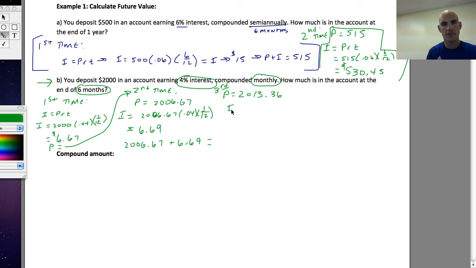All right, so interest equals 2,013.36 times 0.04 times 1 over 12. And just think, we're only doing this 6 times. Imagine it was compounded continuously. So I'm going to take that answer, multiply it times 0.04, and times 1 divided by 12. And I get my interest is $6.71. Well, that goes on to our total.